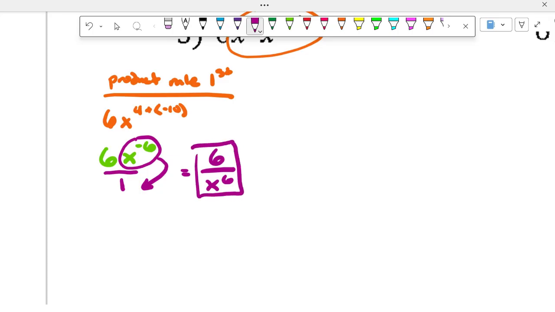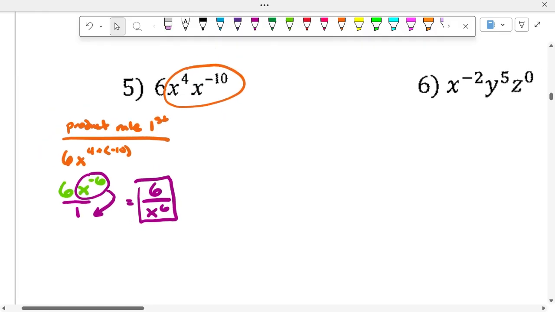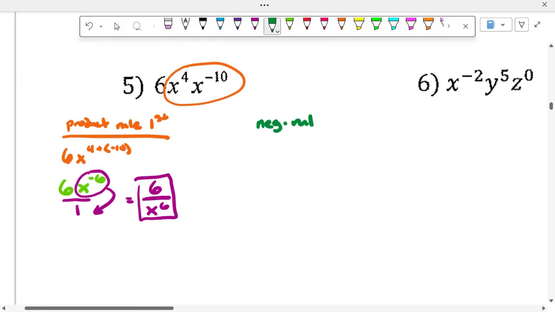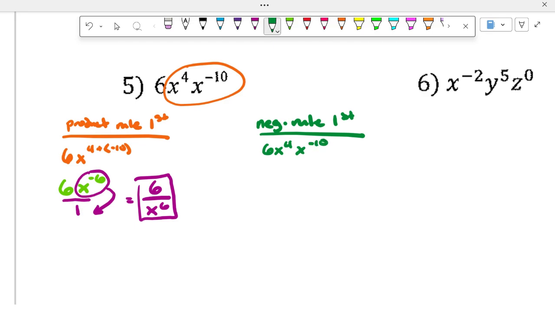Now, that's if we did the product rule first. But let's say we did the negative rule first. So I started with this. I'm going to put that over 1. What's the only thing I'm going to move? The x to the negative 10 is the only thing I'm moving. So this would be 6x to the 4th over x to the 10th. Now, is that fully simplified?